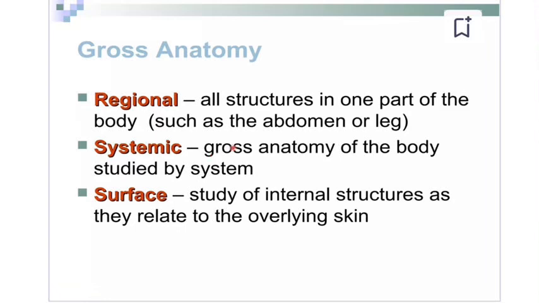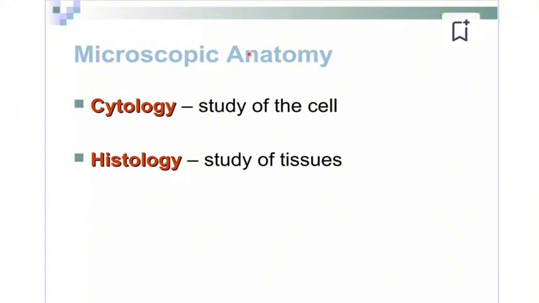Then you come to microscopic anatomy or histology, the study of tissues. This is the study of cells. You study cells, tissues and organs by using a microscope. The study of cells is called cytology, and the study of tissues is called histology. Now there's another aspect called neuroanatomy, where you study the nervous system, the brain, the spinal cord, and the peripheral nerves.